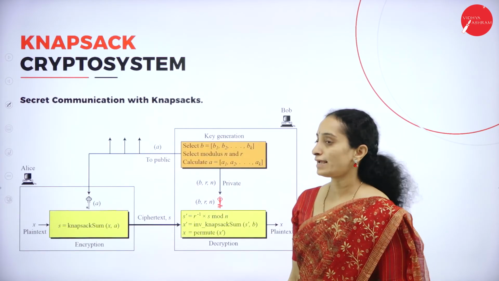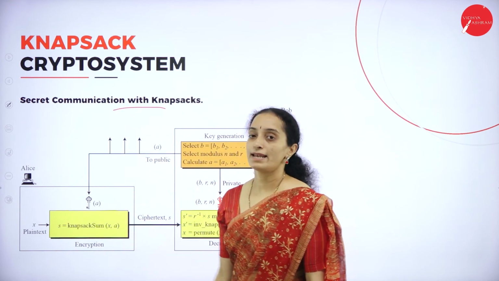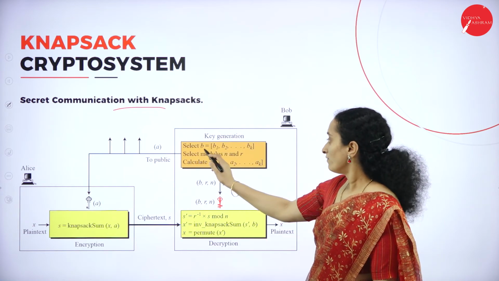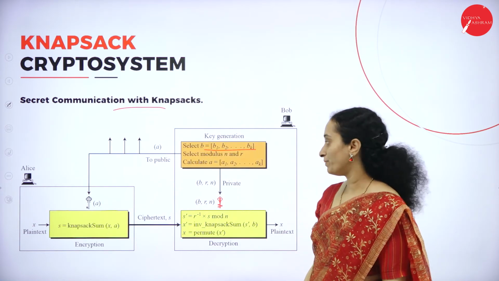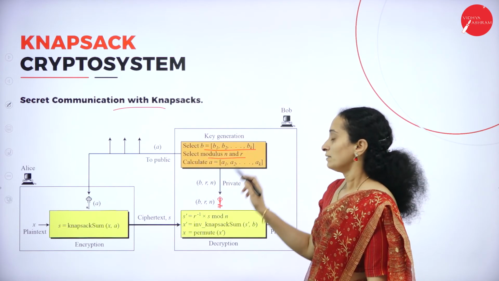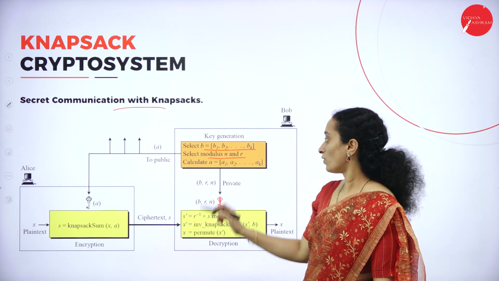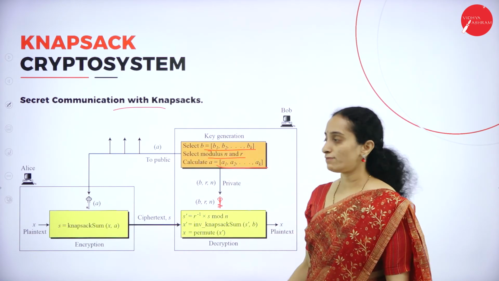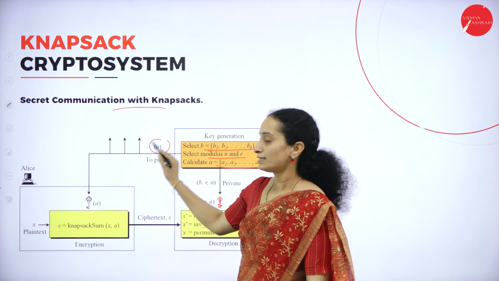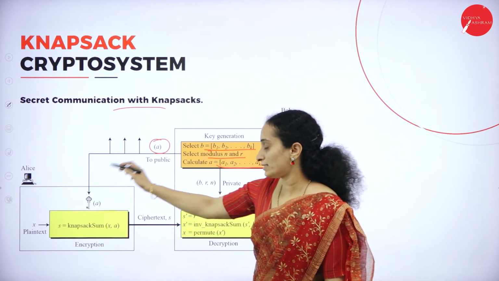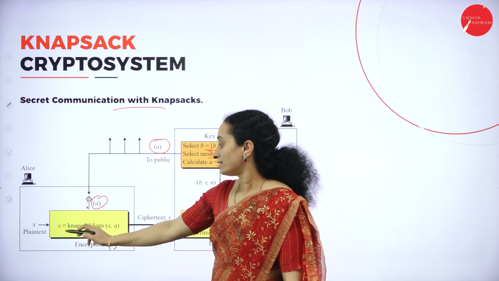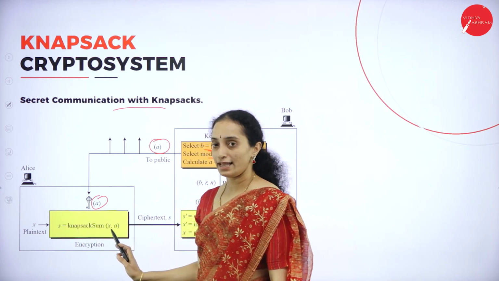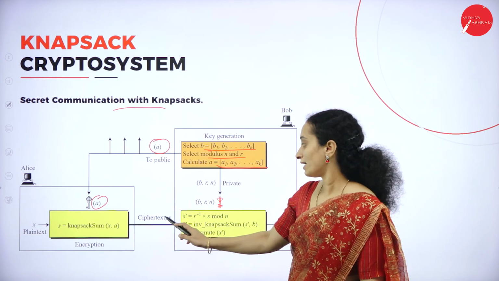Let's see how you can get secret communication with knapsack sum functions. Here we have the key generation procedure. We get a set B, select the modulus N and R, and calculate A equals a1, a2 to ak, which is sent as the public key to the sender. The sender receives A. S will be calculated by using the knapsack sum expression with x and A. You will get the ciphertext, S.